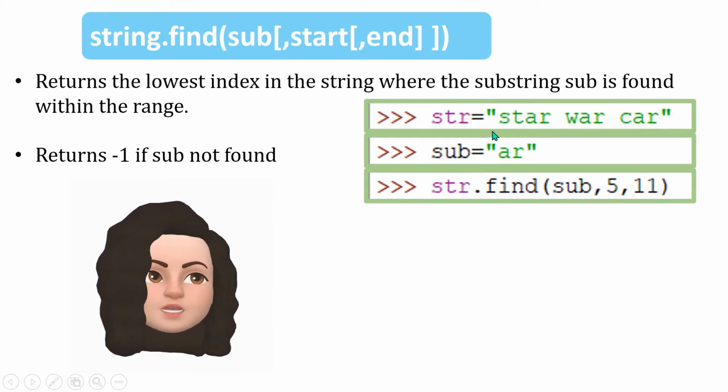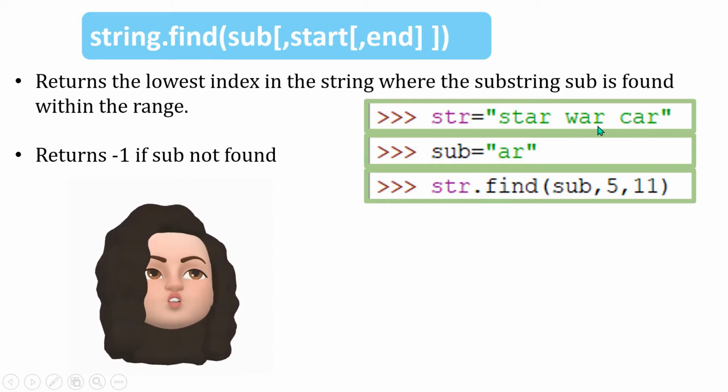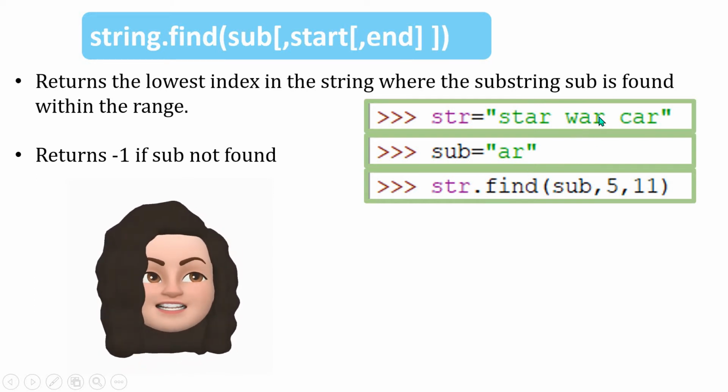So what is the starting index? 5: 0, 1, 2, 3, 4, 5. It starts from the letter W. What is the ending index? 11. So 6, 7, 8, 9, 10, 11. 11 will not be included. 10 means here it ends with A. So when it starts from W, you have the substring in the 6th index, AR. That is the lowest index. So that will be the output.